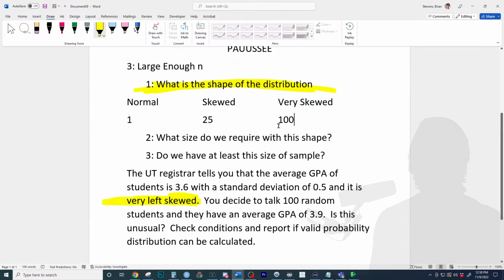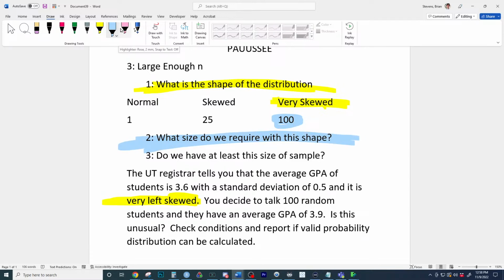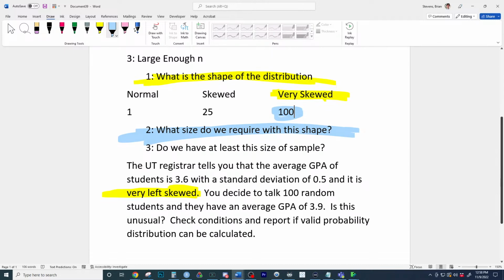So you check the shape of the distribution. It's very skewed. So now what is the size required? 100. Notice the more skewed it is, the larger n needs to be, hence the name of the condition. Large enough n kind of works against the skew to normalize via the central limit theorem.